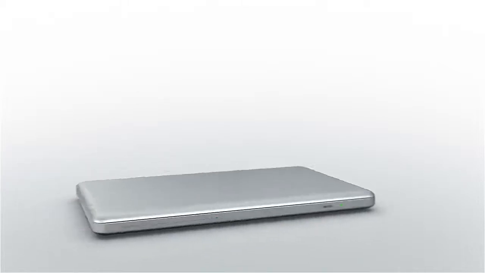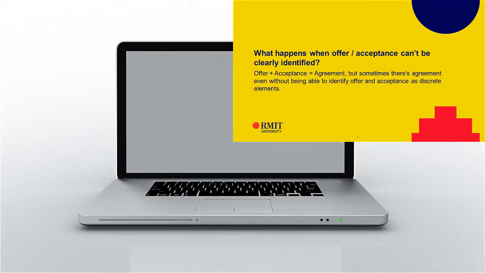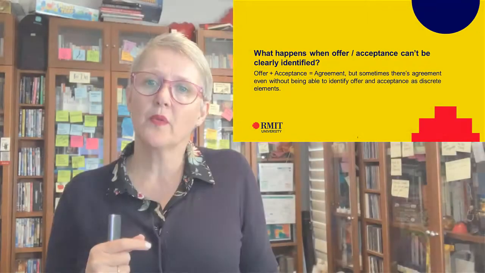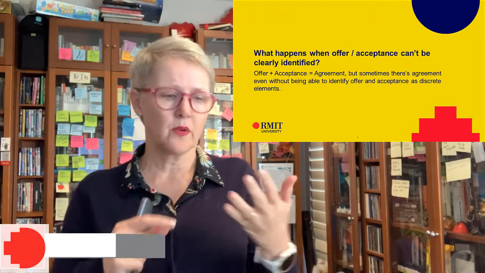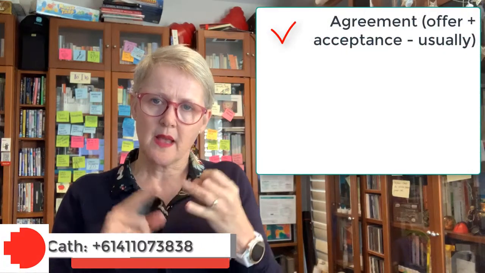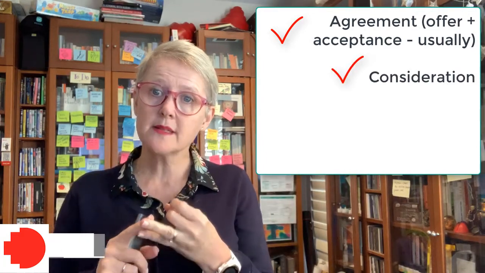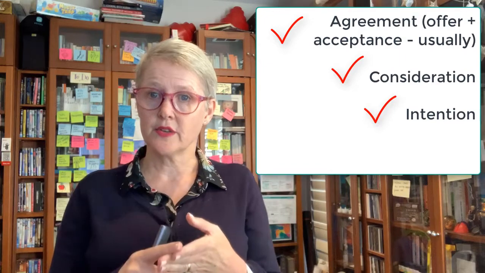So in this video, I want to talk about what we do when we can't match an offer and an acceptance. Remember that when we're thinking about what the elements of a contract are, we are looking for agreement, which usually comprises offer and acceptance. Consideration, which for the time being we're going to refer to as price, intention, and certainty.